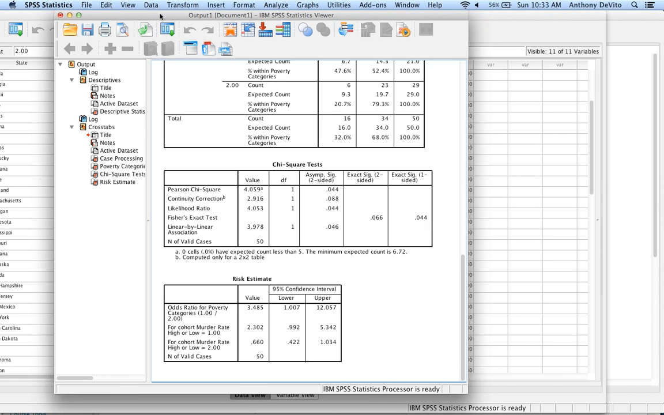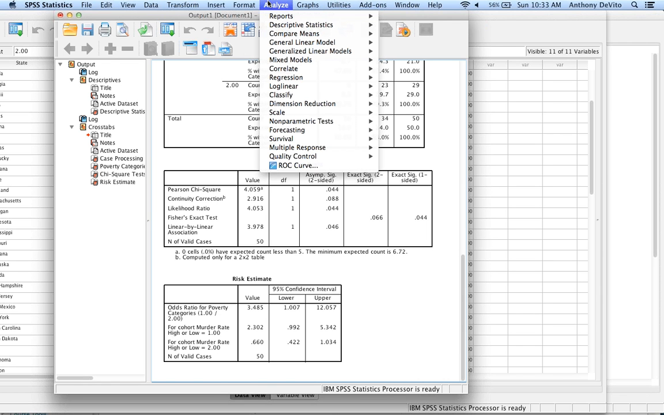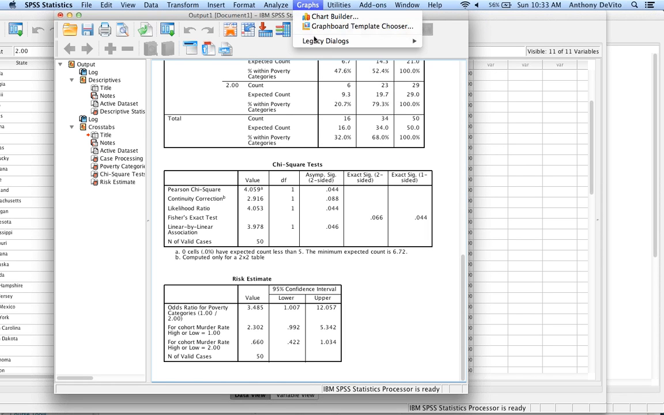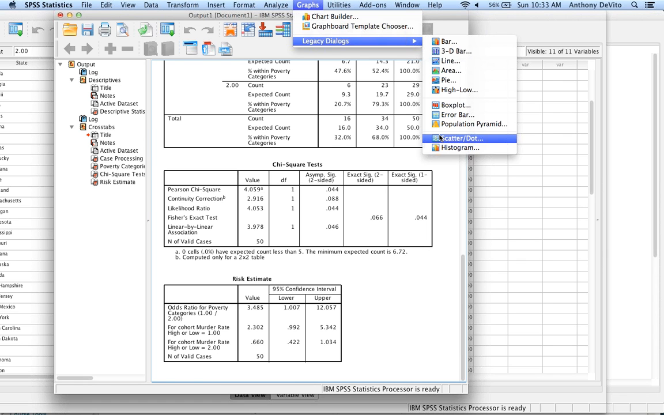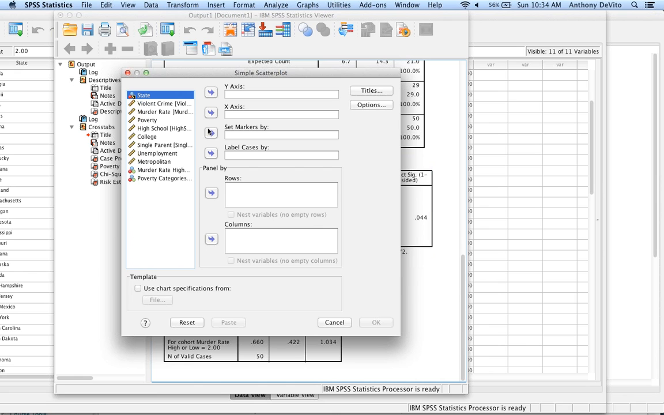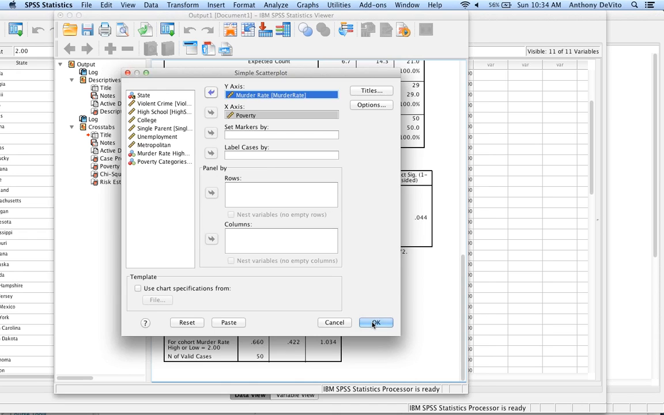Of course, with this data, you would probably not even do this. You would probably say, although we got into this very late in the semester, let's do a correlation instead. So you might make a scatter plot graph, scatter dot, define, and I'm going to put the poverty level on the x-axis, and the murder rate on the y-axis. Okay, let's see if it looks like there's a correlation between these two.